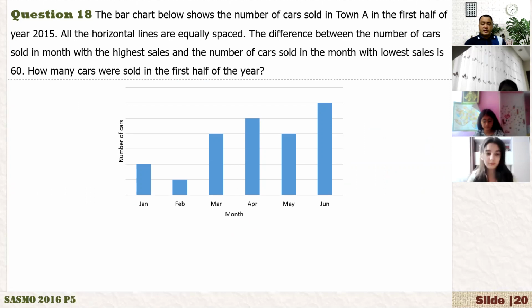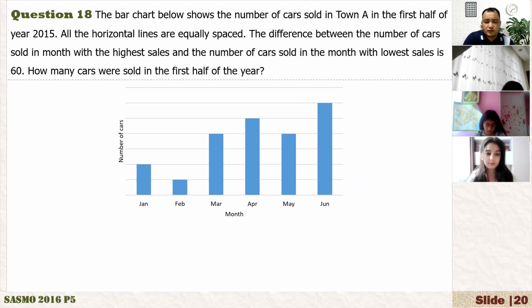Okay, as you know, since 2016 in Sasmo, there is one question related to statistics. That is a statistics question. The bar chart, and we have different ways of representing data, right? Sometimes we can use a bar chart or histogram or frequency table or line graph or stem-and-leaf diagram, and you must be learning it at school. Anyway, the bar chart below shows the number of cars sold in town A in the first half of year 2015. The first half is January, February, March, April, May, and June, right?